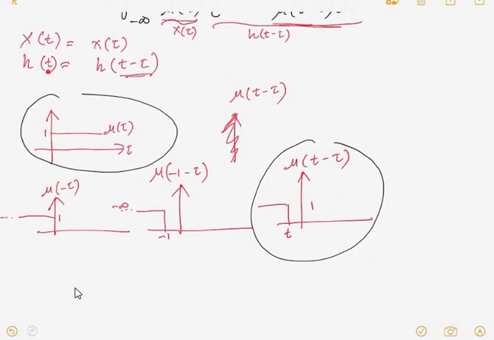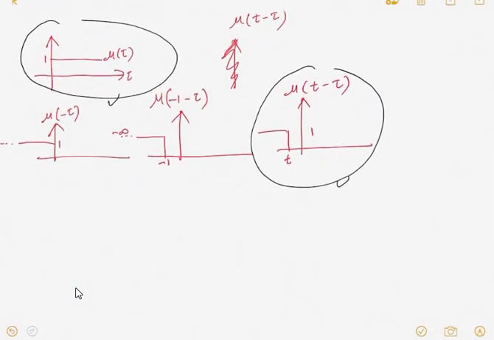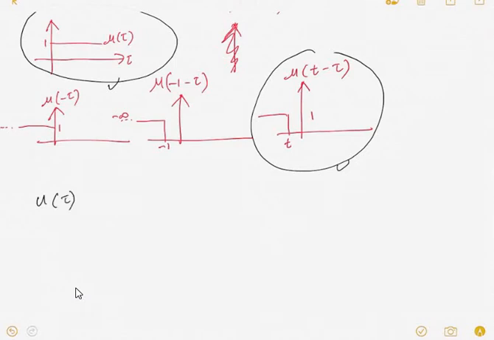Once you obtain these two graphs, u(tau) and u(t − tau), you multiply. Because this one and this one, you can multiply. So what is the outcome? u(tau) multiplied with u(t − tau) is equal to what? We don't know the t value, right? So we assume that t is less than 0. For t less than 0, it's actually like this. So when u(tau) multiplies with u(t − tau), we get 0.